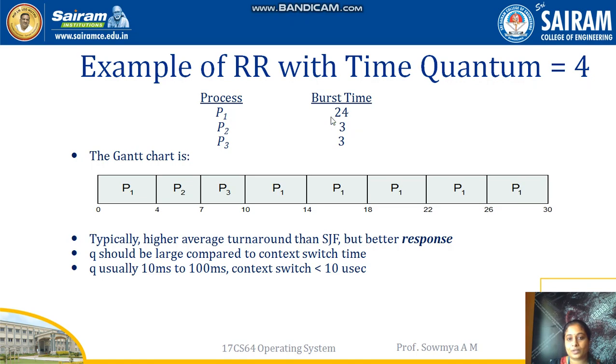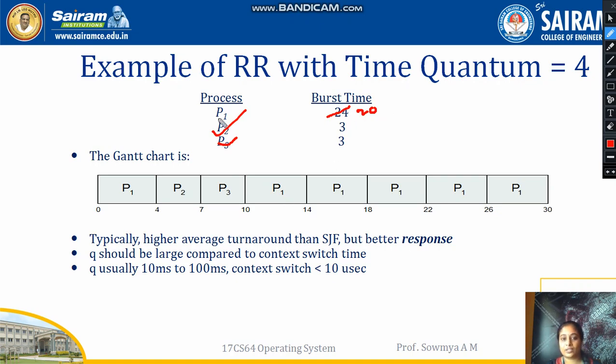So for the first process we have 24 milliseconds. What we'll do, first we'll allocate the P1 process from 0 to 4 and the burst time will reduce to 20. Then the next process is P2. So we'll allocate P2, but P2 has only 3 seconds, which gets executed and the time will be 7 seconds. Next P3 is allocated at 7 seconds, which is also less than 4. At 10 seconds P3 will also get executed.